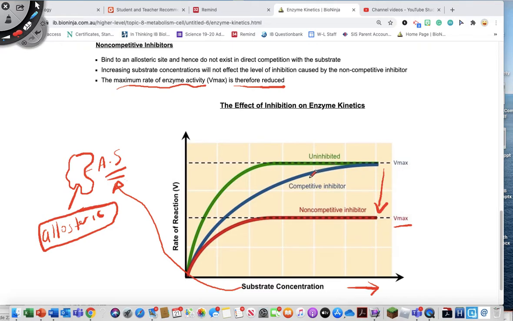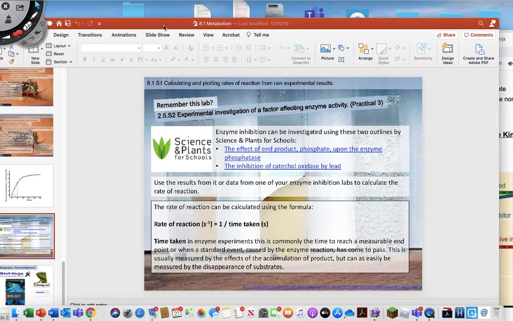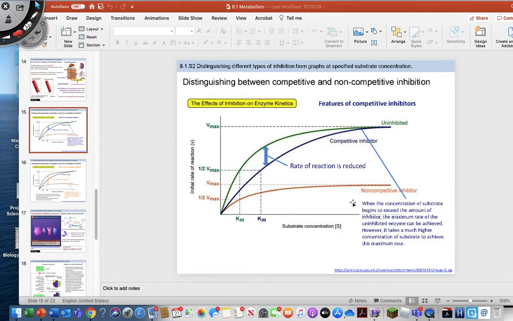reaction. Okay, so the PowerPoint that you also have, if you scroll down to these two slides here, it tells you the features of a competitive inhibitor, right? Notice that even if you add a competitive inhibitor, the rate of the reaction is going to be reduced slightly at first, right? It's going to be much slower. But eventually, even if there's competitive inhibitors, if you keep adding substrates, you will eventually reach the Vmax.